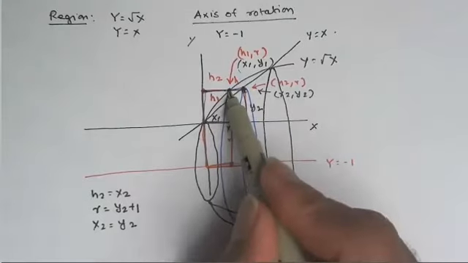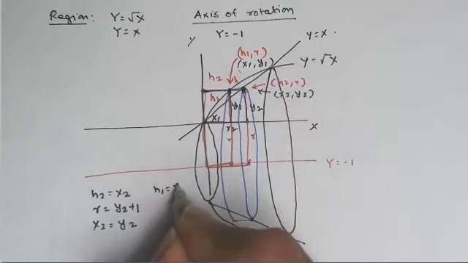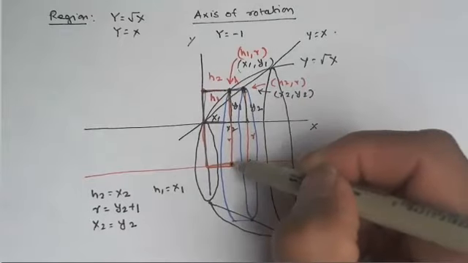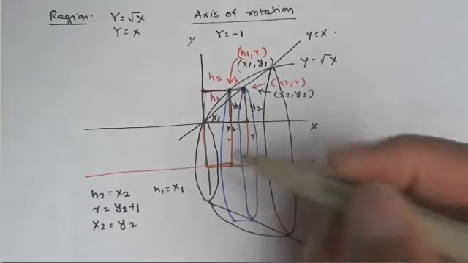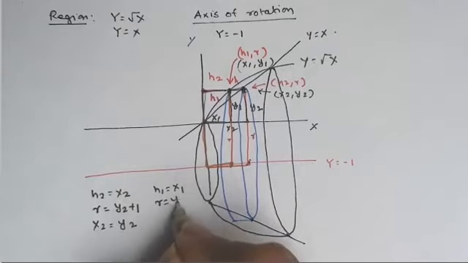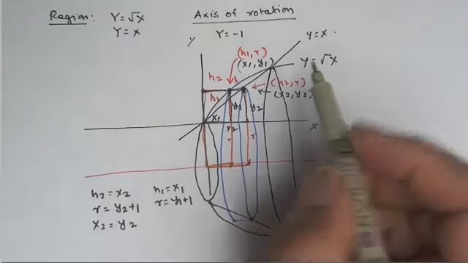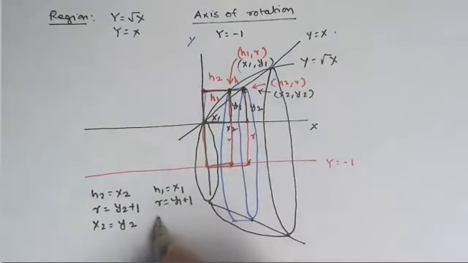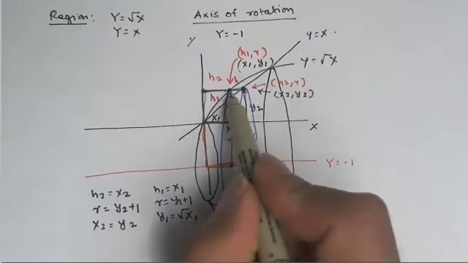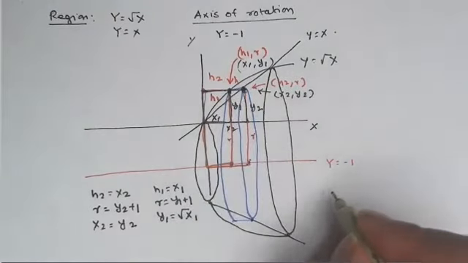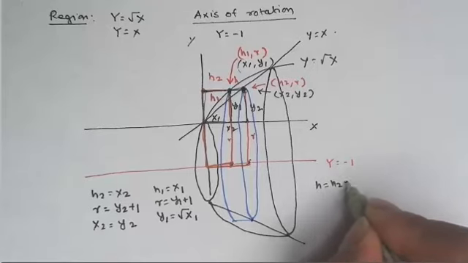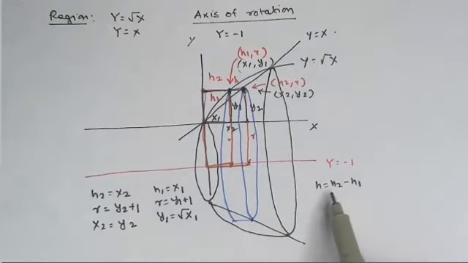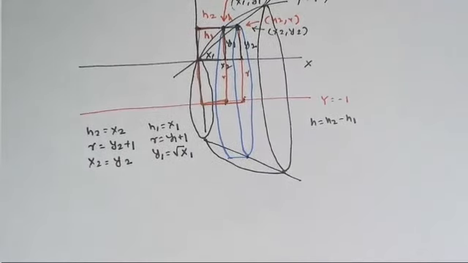So x1 is the same as h1, r is the same as y1 plus 1, and because this point lies on this curve, y1 equals square root of x1, and the h, the thing that we're really interested in, is just h2 minus h1. So of course we find h2 as a function of r and h1 as a function of r as the next step.